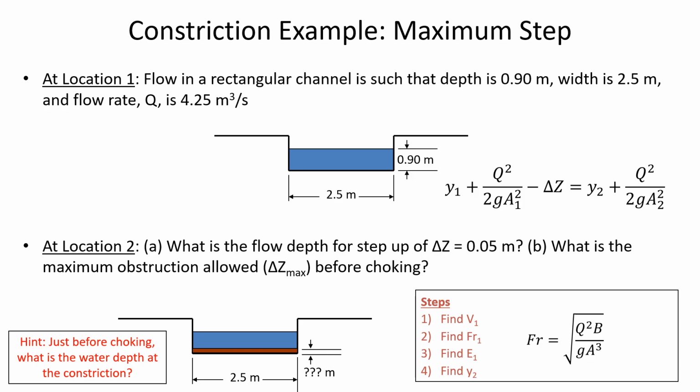So what I'm going to do is I'm going to pause and ask you to calculate a few things. Calculate the velocity at location 1. Calculate the Froude number at location 1. And here's the formula for the Froude number. This may look a little bit different than what's in your printed notes. I just substituted in the general form of the Froude number equation. Find E1, and E1 is the velocity head plus the depth. So just do steps 1, 2, and 3, and then we'll go through step 4 together.